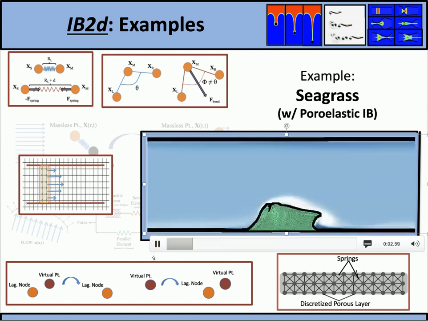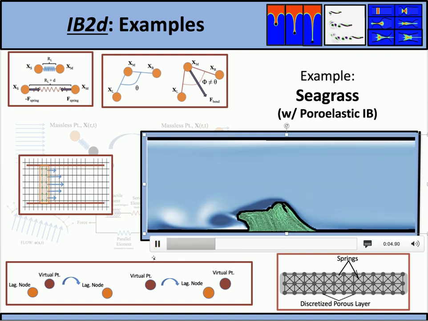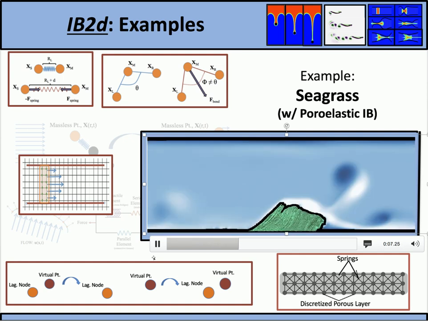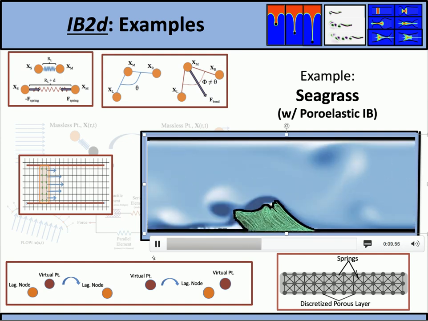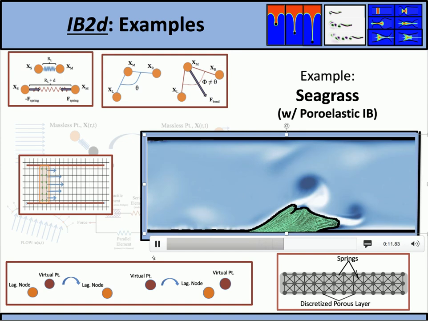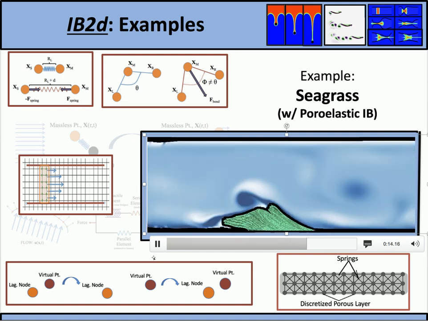We can see that flow begins moving left to right, then reverses direction going right to left, and continues that process going back and forth. As the seagrass moves and deforms, it's shedding vorticity off of it.